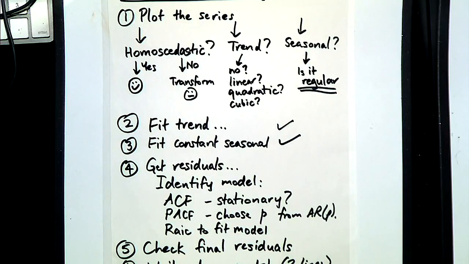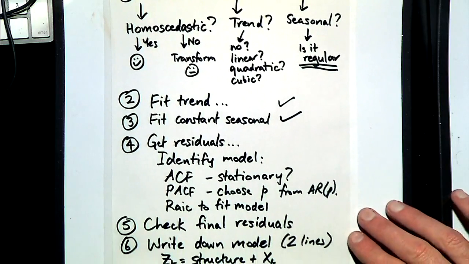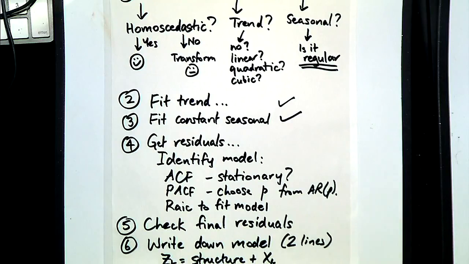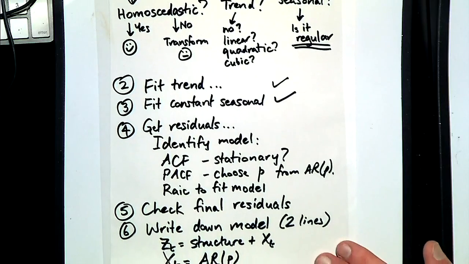Then you fit the trend, fit the seasonal. Get your residuals. Use ident, capital IDENT. Look at the ACF, the PACF to decide what model to fit. Use rake to fit it. Check your final residuals and write down the model, okay? Write down the model. Every single one of these steps needs to be done, right?